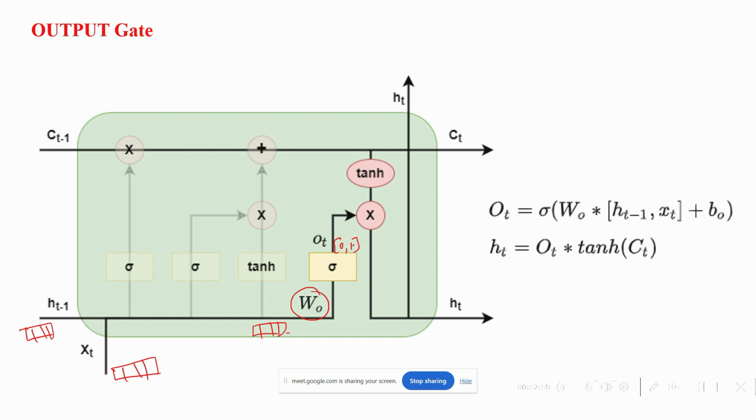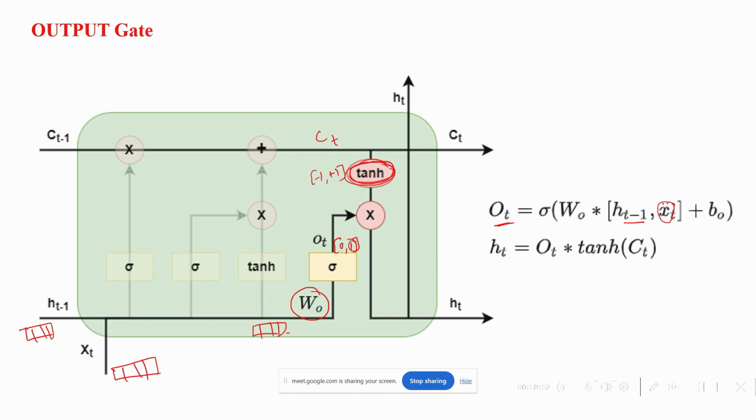Okay, 0 to 1. If it is 1, that is multiplied with whatever long-term information is there, ct. That ct is given to the tanh function. The tanh value becomes -1 to +1. So ct is multiplied by that tanh value. That is what we get here, ot. What is the ot value? ot is nothing but ht-1 added to xt.